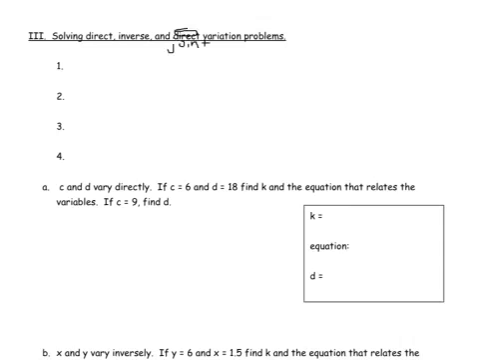Alright, now we're getting into the most common types of question that I'm going to ask you for direct, inverse, and joint.